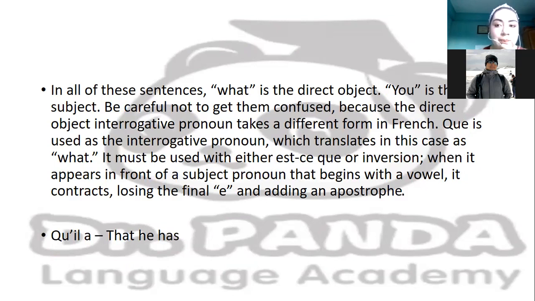Be careful not to get them confused because the direct object interrogative pronoun takes a different form in French. Que is used as the interrogative pronoun, which translates in this case as what. It must be used with either est-ce que or inversion. When it appears in front of the subject pronoun that begins with a vowel, it contracts, losing the final E and adding an apostrophe. So for example, when you want to say that he has, you say qu'il a. Yes, qu'il a.